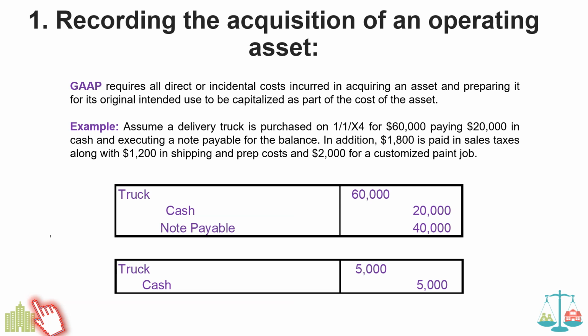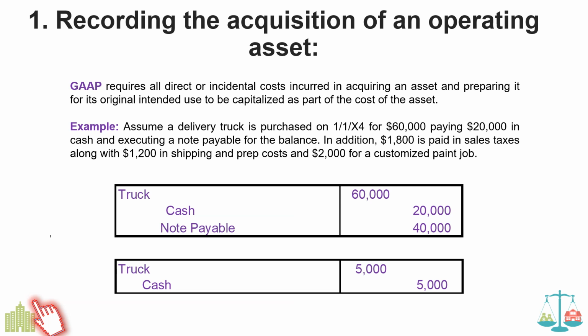Let's go ahead and look at an example here and see if we can determine what kinds of costs should be capitalized upon the acquisition of an asset. In this particular example, we'll assume that a delivery truck is purchased by our business on the 1st of January in the year X4. It costs $60,000 and we pay for it by paying $20,000 in cash and executing a note payable for the balance. So we're paying $20,000 now and we'll be paying the remaining $40,000 at some future date.